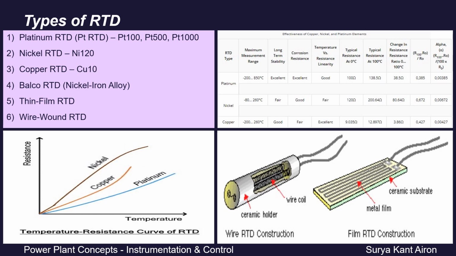Now coming to the shape of RTD. So our next type is not based on the material, but the shape. Thin film RTDs are constructed using a thin layer of resistive material such as platinum deposited on a ceramic substrate. They offer faster response time and are suitable for applications where space is limited. Again, based on the shape, our next type of RTD is wire wound RTD. It uses a length of wire wound around a ceramic or glass core.